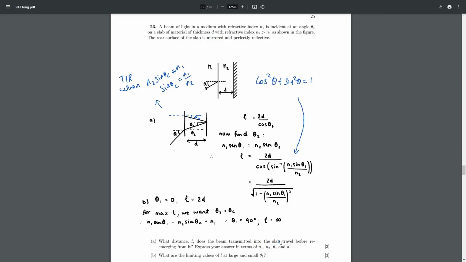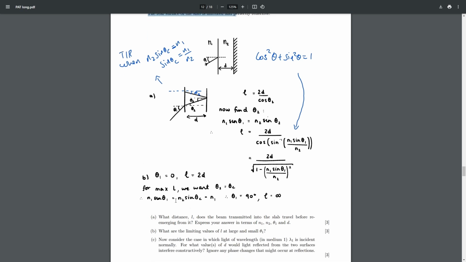Question 23 now. A beam of light in a medium with refractive index n1 is incident at angle θ1 on a slab of material of thickness d with refractive index n2, which is greater than n1. This is shown in the figure, and the rear surface of the slab is mirrored and perfectly reflective. Question A is, what distance L does the beam transmitted into the slab travel before re-emerging from it? Express your answer in terms of n1, n2, θ1, and d.